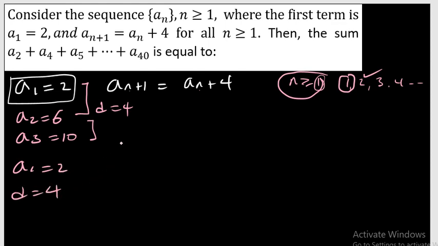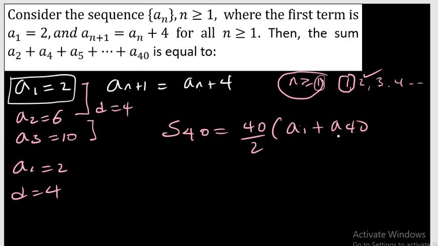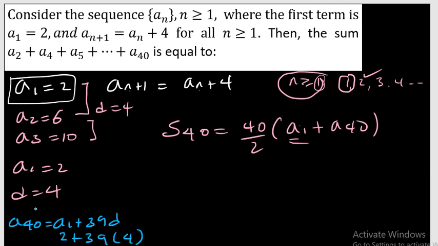What is asked? Sum of 40, but starting from 2 it says. So first of all, let's find sum of 40. Sum of 40 means 40 over 2 in bracket a1 plus a40. Okay, we know a1, but let's get a40. a40 is equal to a1 plus 39d. The a1 is 2 plus 39 times 4, because the common difference is 4. So a40 will be 158.